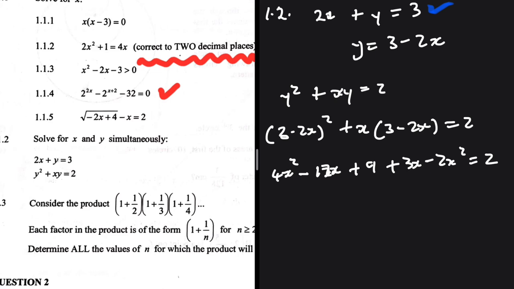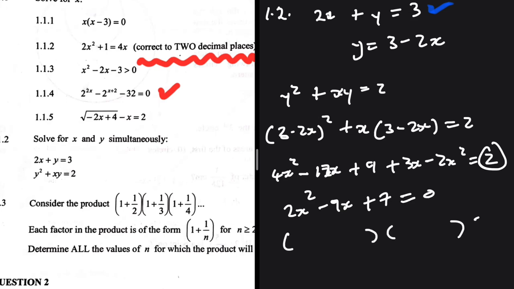So 4x squared minus 2x squared, that is 2x squared, minus 12x plus 3x, that is minus 9x. And the 9 minus 2, right? That is plus 7. So if you forget these two here and you equate to 0, then it's not going to work out. And then this is equal to 0. Obviously, it is very difficult to factorize when the coefficient of x squared is 2. But if you find your way and you factorize, you should get 2x minus 7, and then here you have x minus 1.